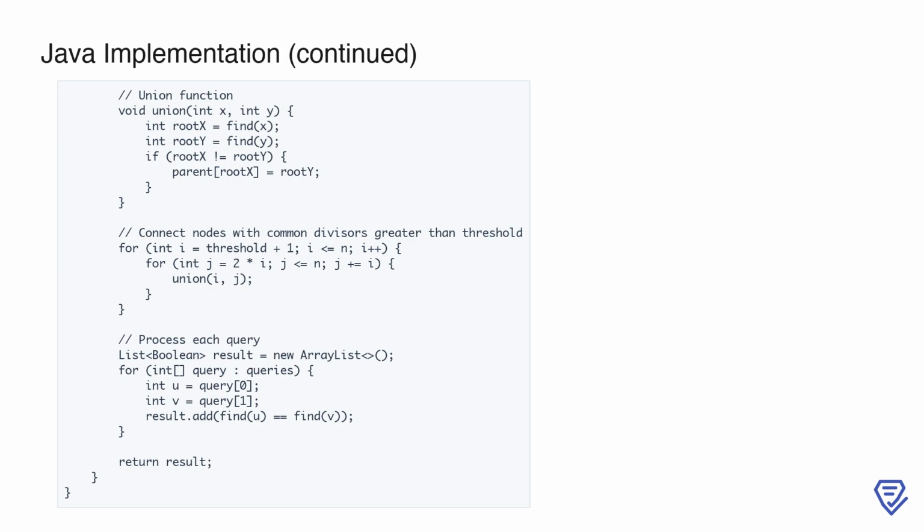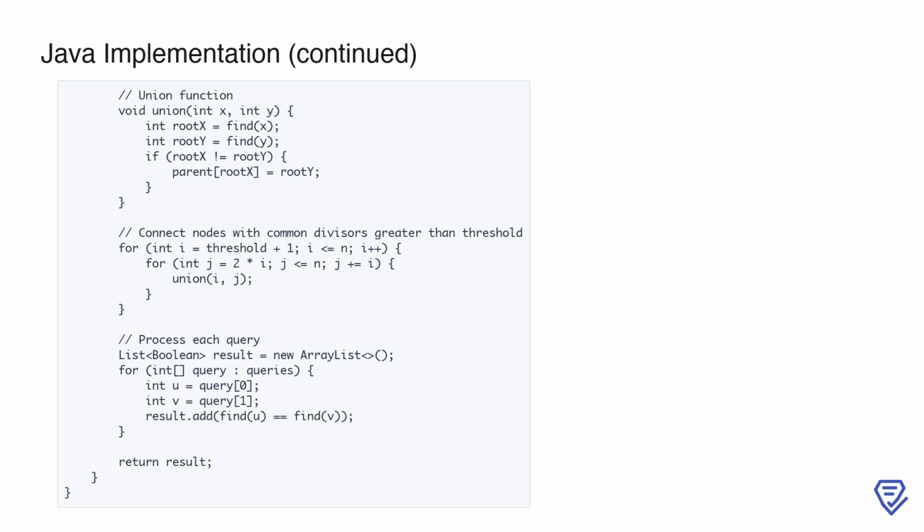We then define the union function, which connects two nodes by merging their respective sets. This is done by finding the roots of the two nodes and updating the parent of one root to point to the other, effectively merging the sets. Once the union find functions are ready, we proceed to connect nodes that share common divisors greater than the given threshold. Starting from threshold plus 1 up to n, we iterate through multiples of each number and connect them using the union function. This ensures that all nodes with a common divisor greater than the threshold belong to the same connected component. Finally, we process the queries.